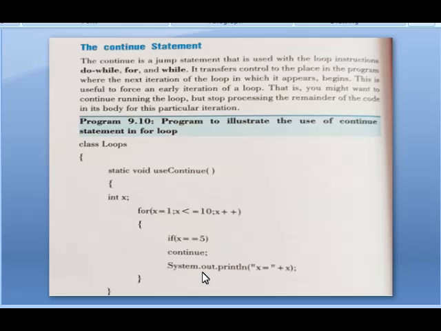The continue is a jump statement that is used with the loop instructions do while, for, and while. It transfers control to the part of the program where the next iteration of the loop in which it appears begins. This is useful to force an early iteration of a loop. That is, you might want to continue running the loop but stop processing the remainder of the code in its body for that particular iteration.